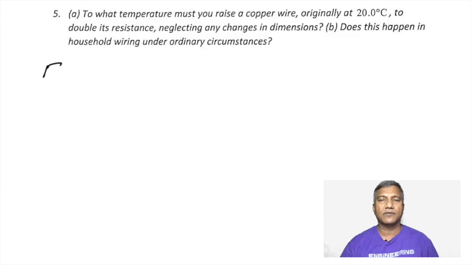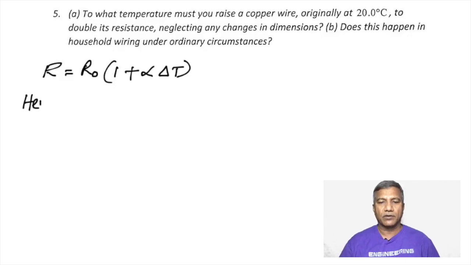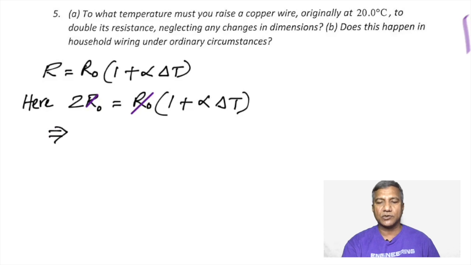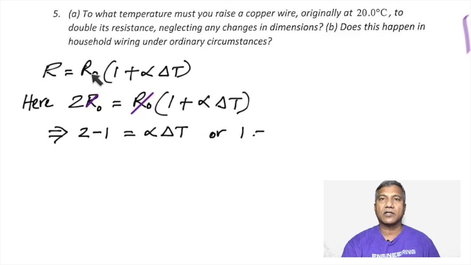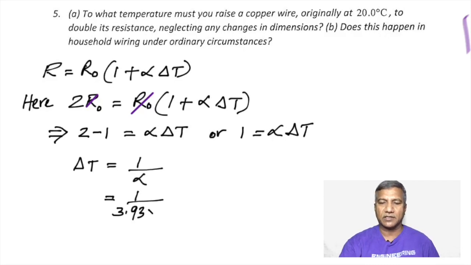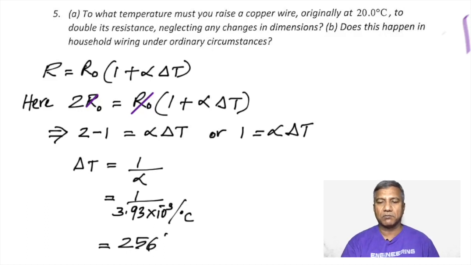Okay, so we need the formula for change in resistance with temperature, which is R is equal to R naught times (1 plus alpha delta T), where R naught is the resistance at 20 degrees Celsius and R is the resistance at any unknown temperature, which is given as 2R naught. So we substitute for R as 2R naught, and then rearrange this, just do the math to get 1 is equal to alpha delta T, because I cancelled out the R naughts. And then to find delta T, just do 1 by alpha.